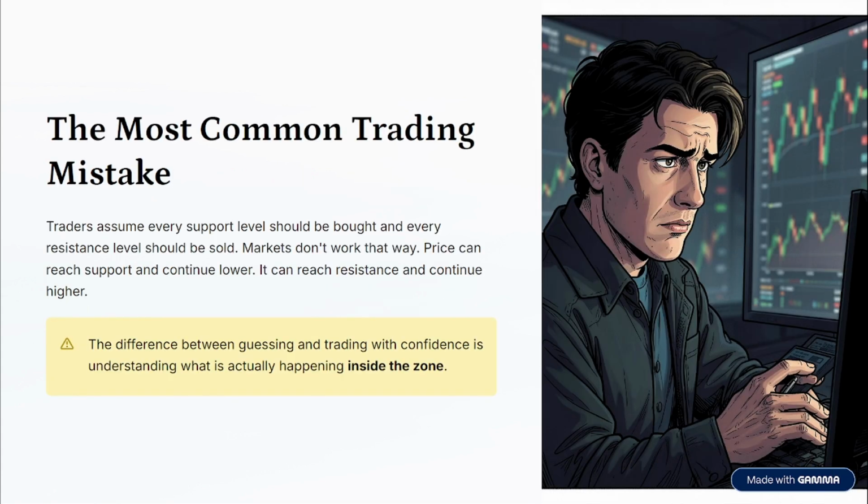The most common trading mistake. Traders assume every support level should be bought and every resistance level should be sold. If only it was that easy. But we all know markets don't work that way. Price can reach support and continue lower, or it can reach resistance and continue higher. The difference between guessing and trading with confidence is understanding what is actually happening inside the algo zones.